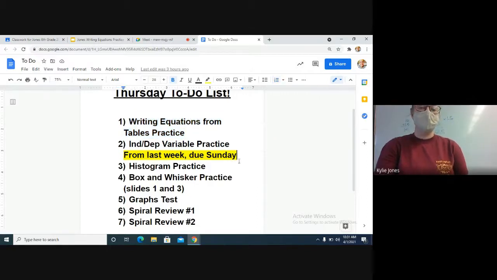And then from last week, if you have not finished these ones, you maybe need to check PowerSchool to see what you have zeros in. Numbers 3, 4, and 5 are graded ones. They'll be in PowerSchool. 6 and 7, the spiral reviews, are not, but they still need to be done so I can see what you need to work on and practice before the AZ Merit. Okay? So this is kind of your to-do list.